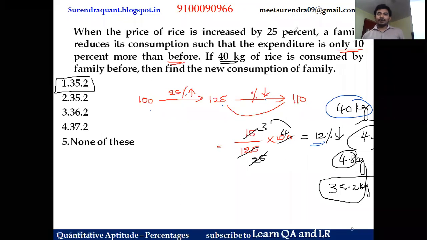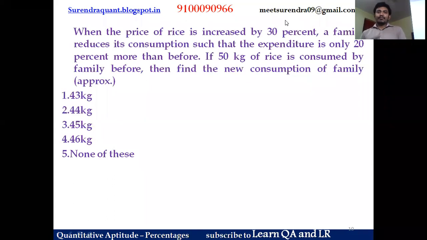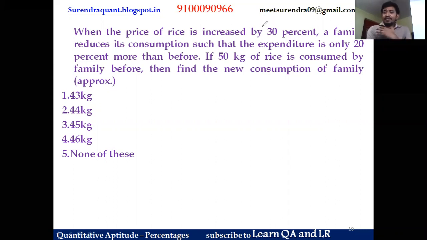So let us try to work out one more such numerical so that we get a perfect idea. Please don't solve just 2 or 3 questions of each variety. Try to solve a minimum of 5 to 6 questions. That will give more idea, guys. Let us see. When the price of rice increases by 30%, a family reduces its consumption such that the expenditure is only 20% more than before. If 50 kg of rice is consumed by the family before, then find the new consumption of the family.